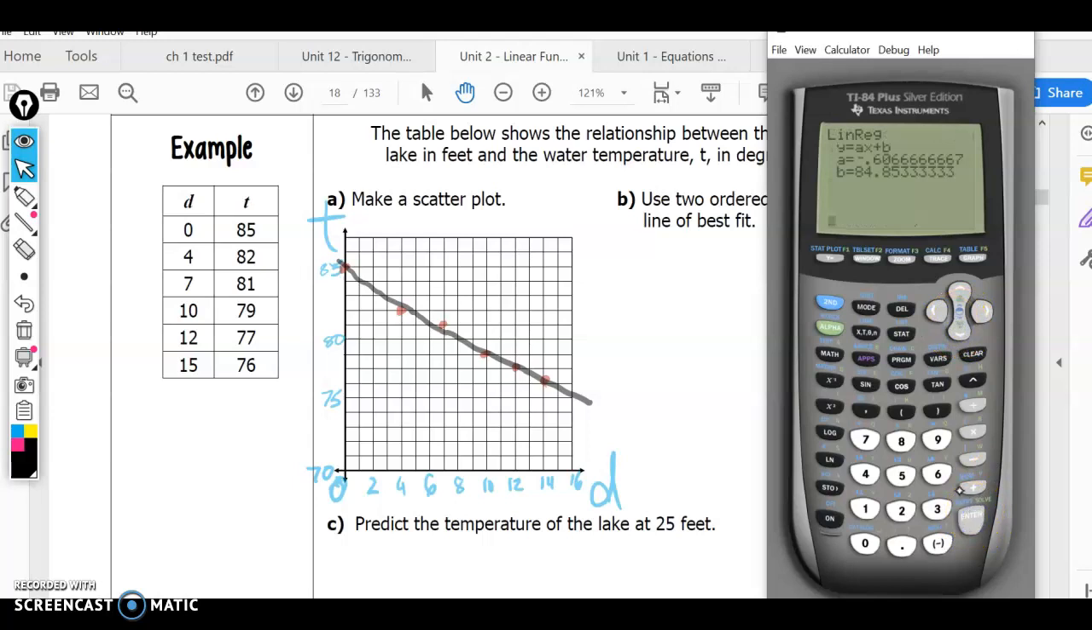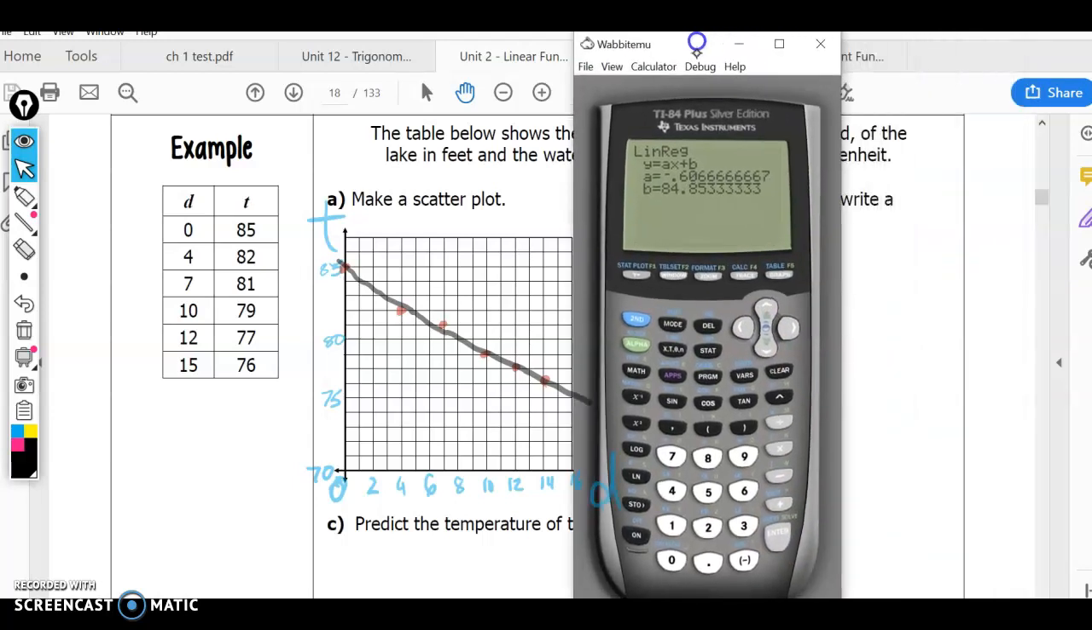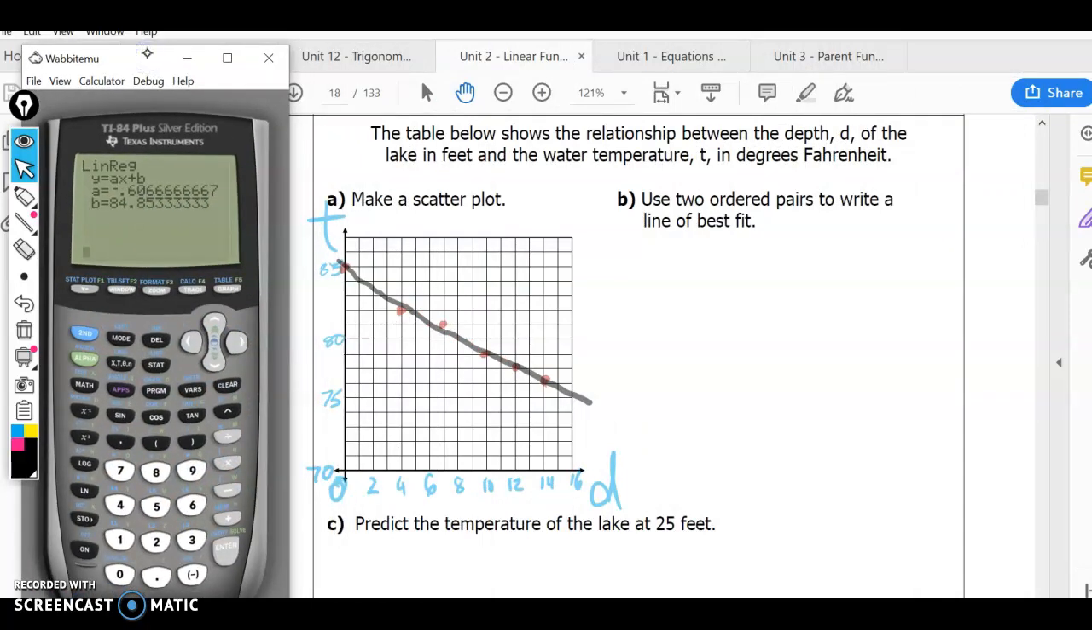Pressing enter, and pressing enter again, we get our A and B values. In this case, A and B stand for your slope and y-intercept respectively. So we're going to write y equals, instead of A, our negative 0.606, and then x, and my y-intercept looks like it's 84, so plus 84.853. That is my line of best fit. Looking back at the graph, I had my y-intercept at 85, pretty close, and I had a negative slope. In this case, my slope is negative 0.606.